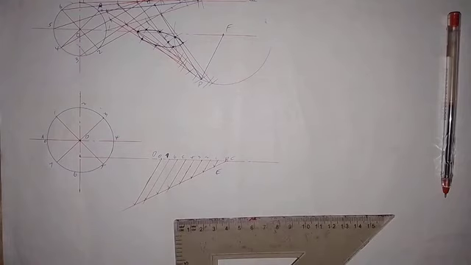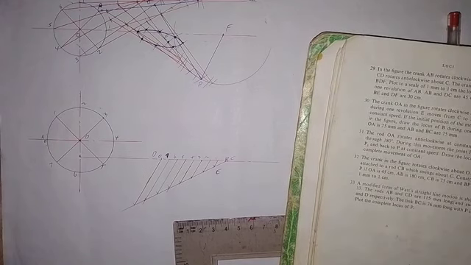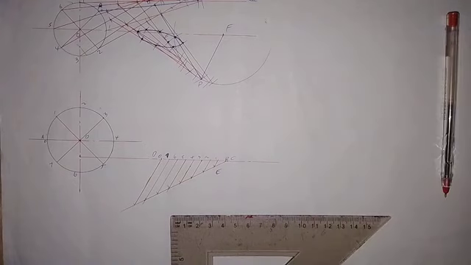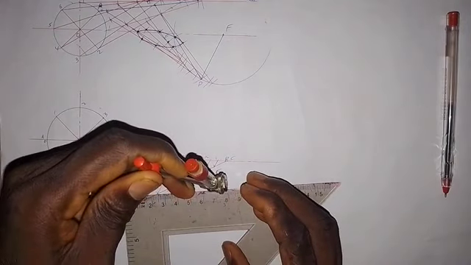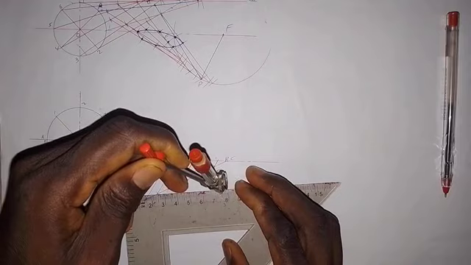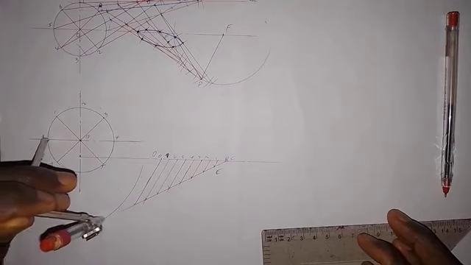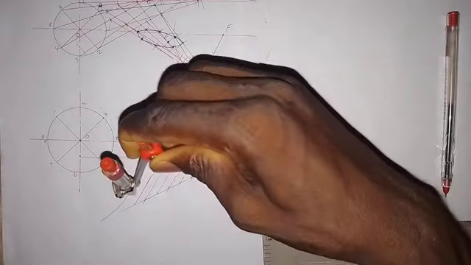We are told in the question that AB and CB, AB and BC, are 75 millimeters. So just take a measurement of 75 millimeters here, and we put it at this point. Then we make an arc around here. With the same 75, we put the pin at point 0, which is the starting point, and make an arc here. So this is the first point B.